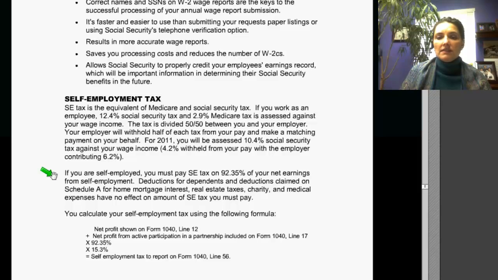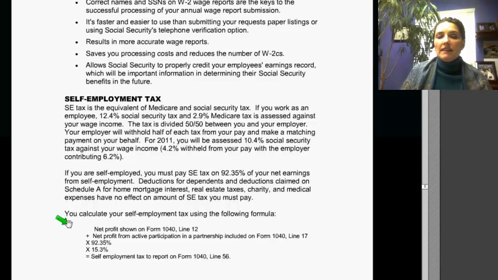Deductions for dependents and deductions claimed on Schedule A for home mortgage interest, real estate taxes, charity, and medical expenses have no effect on the amount of self-employment tax you must pay, nor do any of the business credits that you might claim. Credits are used only to offset income tax and have no bearing on Social Security or Medicare tax. You calculate your self-employment tax by using the following formula.